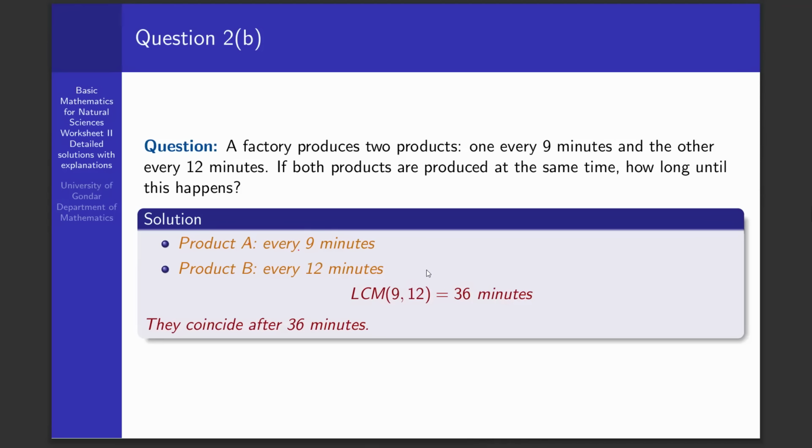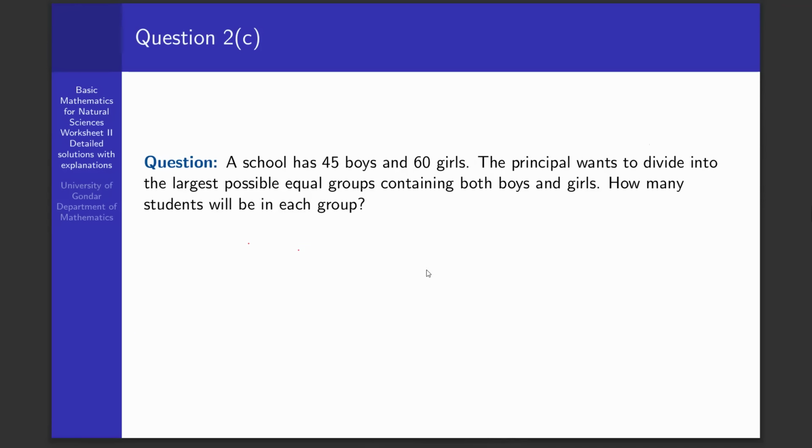Okay, the next one is question number 2c. A school has 45 boys and 60 girls. The principal wants to divide them into the largest possible equal groups containing both boys and girls. How many students will be in each group?